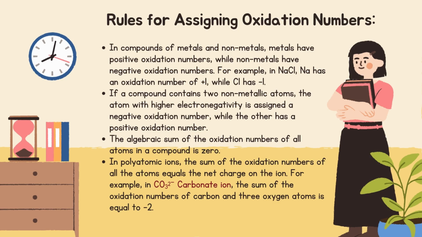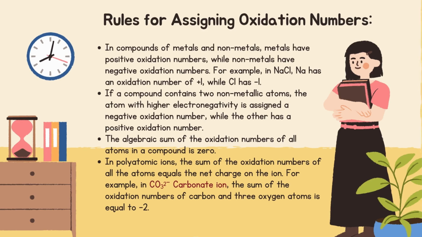The algebraic sum of the oxidation numbers of all atoms in a compound is 0. In polyatomic ions, the sum of the oxidation numbers of all the atoms equals the net charge on the ion. For example, in CO3 2-, the sum of the oxidation numbers of carbon and 3 oxygen atoms is equal to -2.